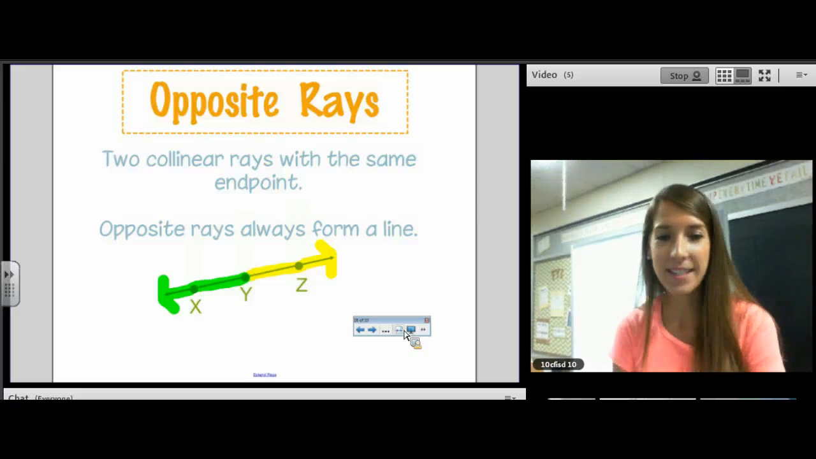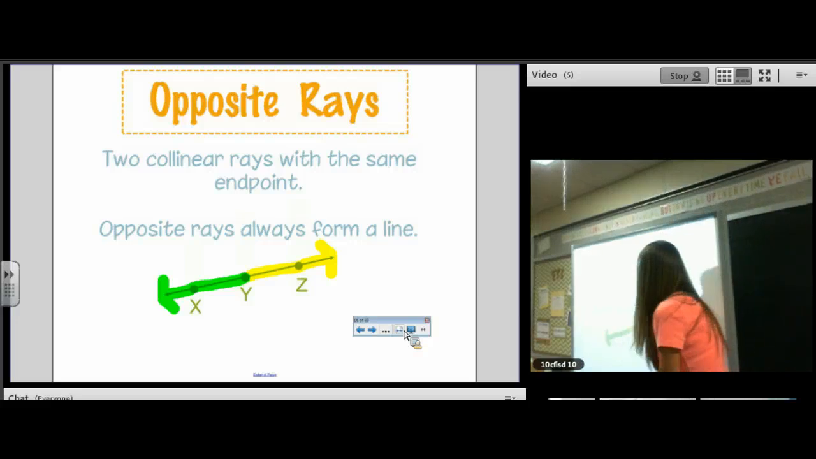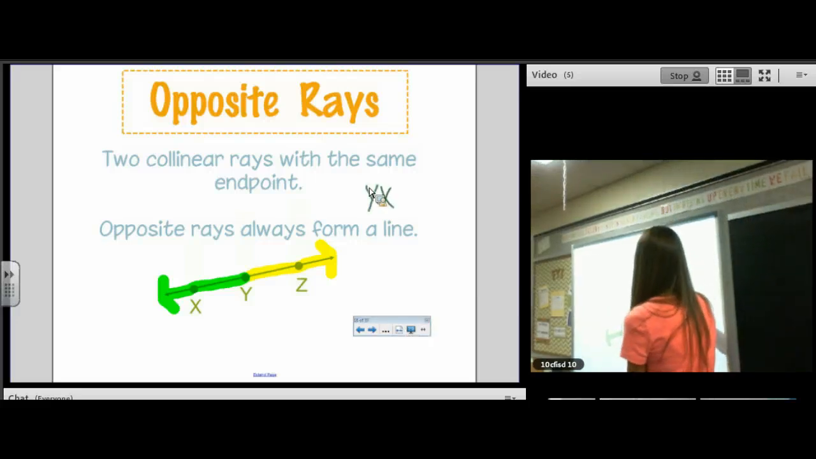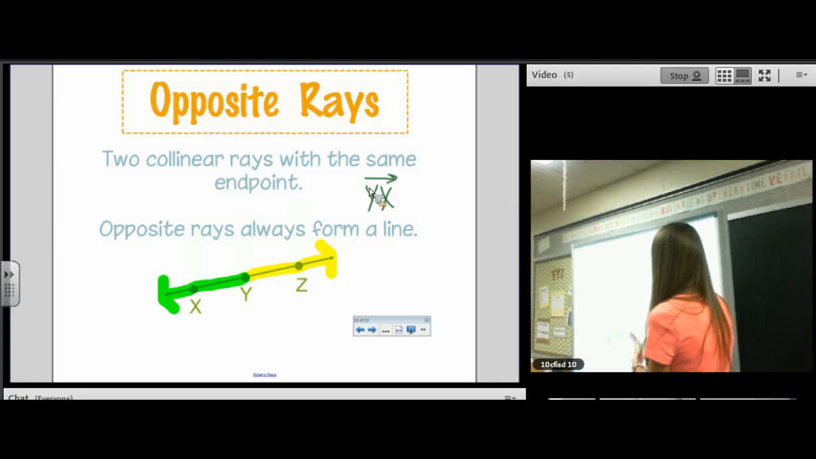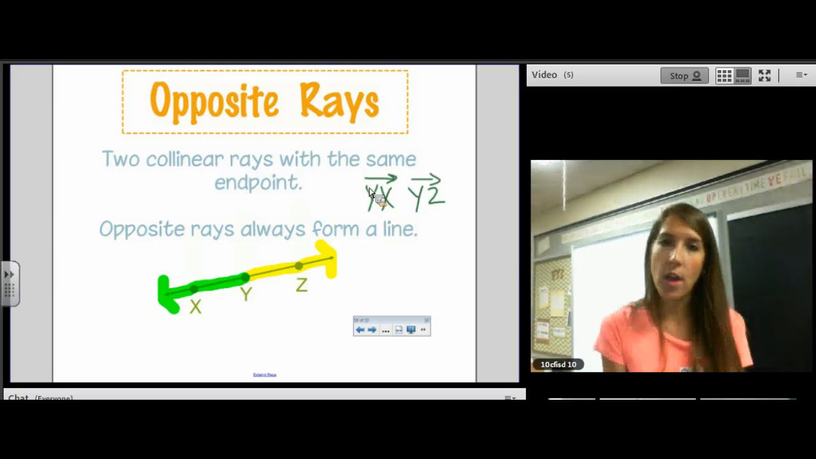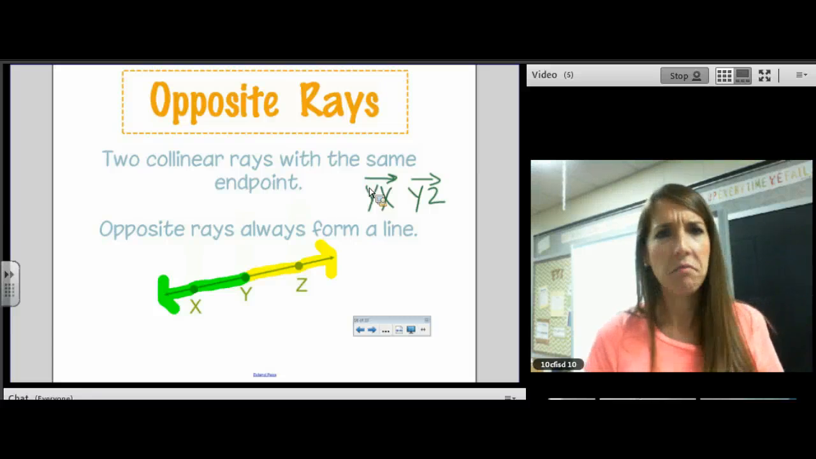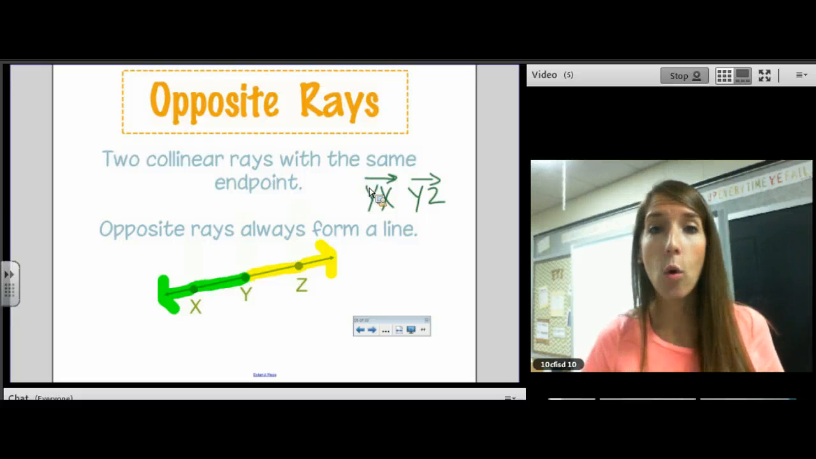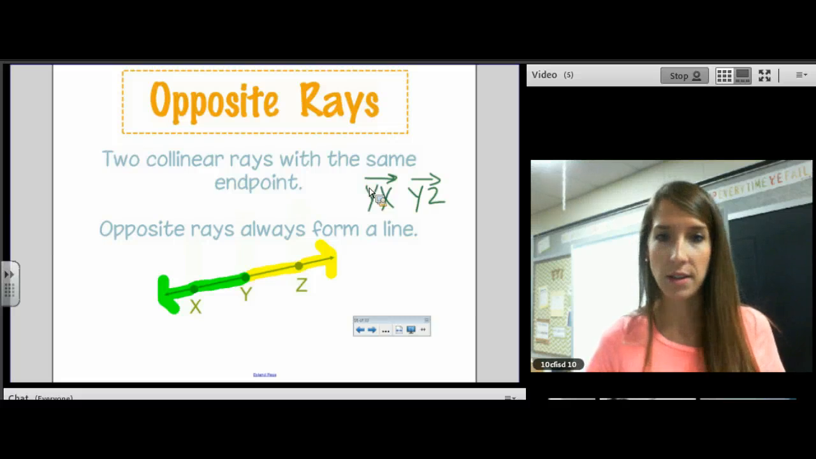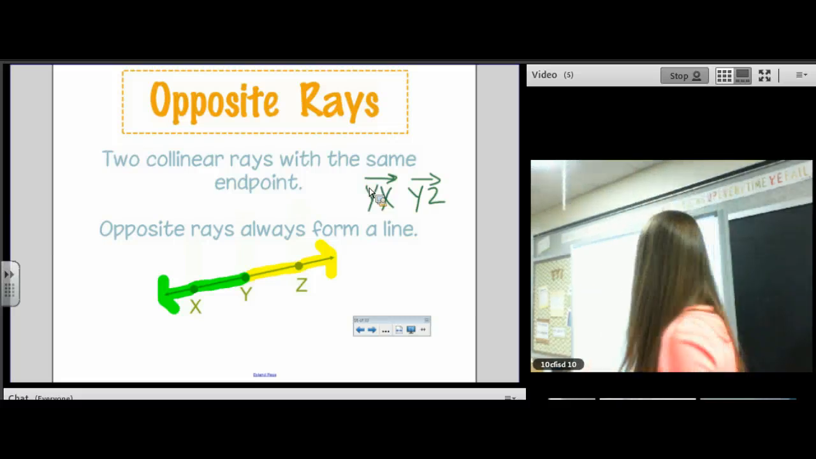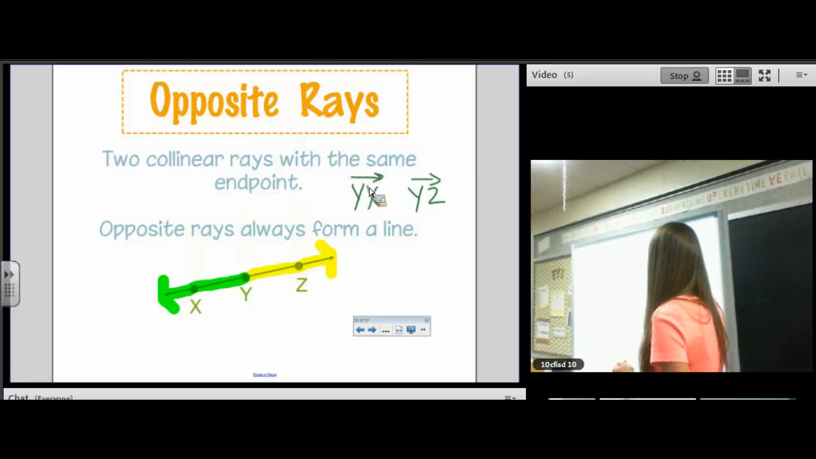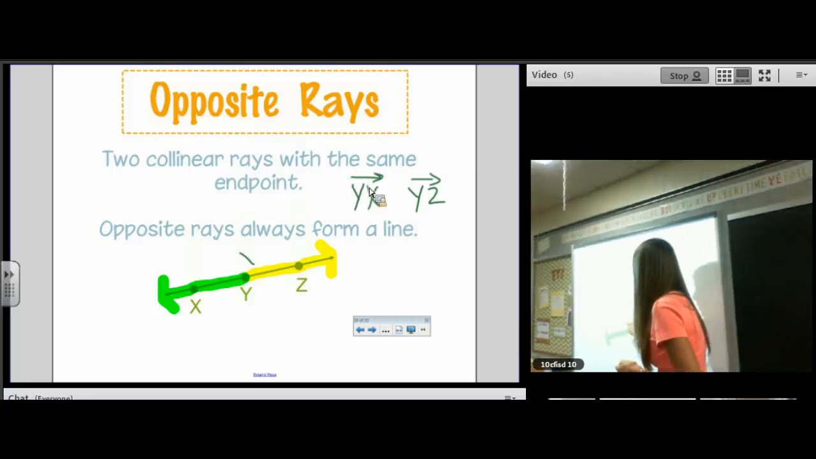Oh, good. You found mics that work. So in this example, ray YX is an opposite ray with ray YZ. Now, when we were going over the homework, I was saying that when you're naming a line or a segment, order doesn't matter. It doesn't matter which letter you put first. But when you're naming a ray, order matters. You always name a ray beginning with the end point. So I named both of those beginning with Y, because Y was my end point right there.